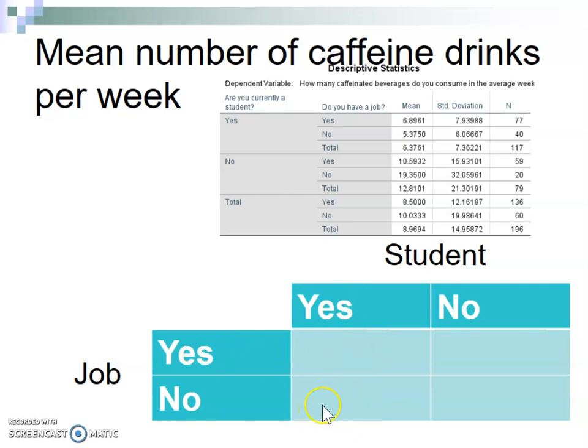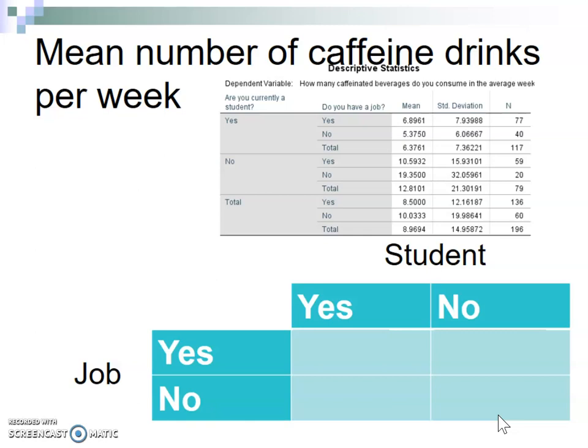Versus down here, this would be the people who said, yes, I am a student, but no, I don't have a job. Over here we have the people who said, no, I'm not a student, but yes, I had a job. And then finally we have, no, I'm not a student, and no, I don't have a job.